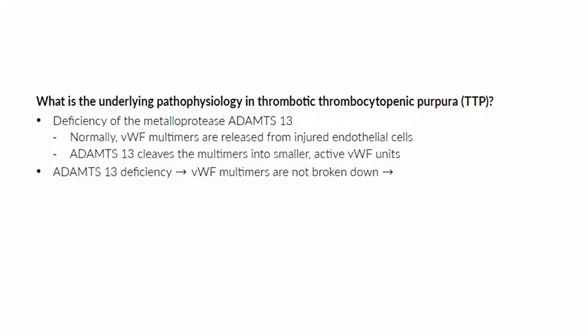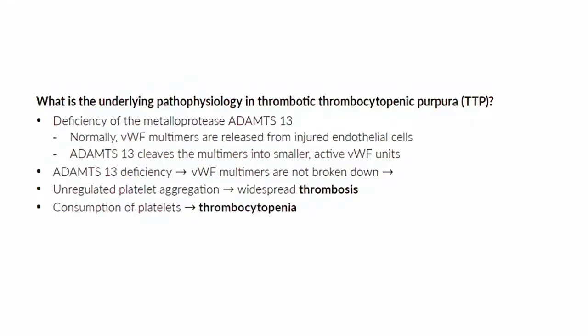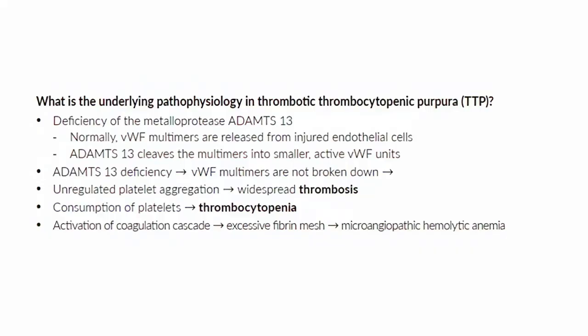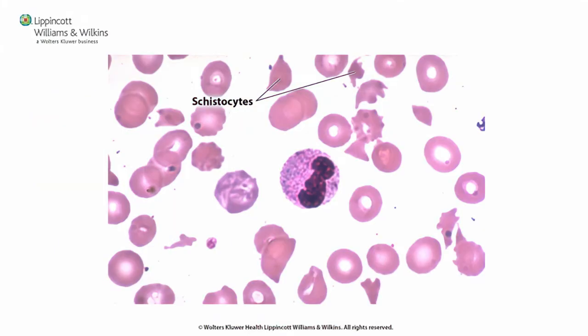So in TTP, you have a deficiency of this metalloprotease, so the von Willebrand factor multimers can't be broken down, and these multimers can bind to platelets and cause unregulated platelet aggregation. And again, your platelets are being consumed, so you have thrombocytopenia. Then you also have some activation of the coagulation cascade, and all that excessive coagulation and fibrin mesh within the vessels will cause microangiopathic hemolytic anemia. And we talked about how things like TTP and DIC could potentially cause microangiopathic hemolytic anemia with intravascular hemolysis and schistocytes and elevated LDH.